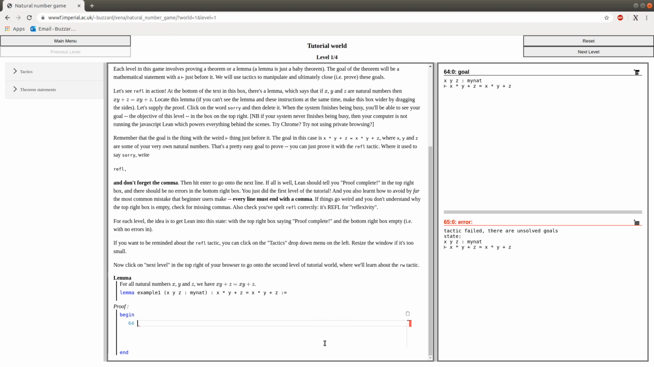If there's anyone who's never played the natural number game before, the first thing you need to learn is that what's going on here is we're trying to prove a little maths puzzle. Here's a lemma. Oh, it'd be nice if I could see. I can't see what's happening. I've had this problem before.